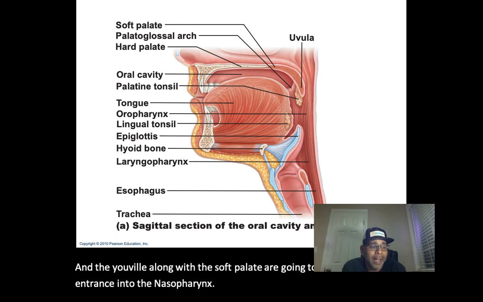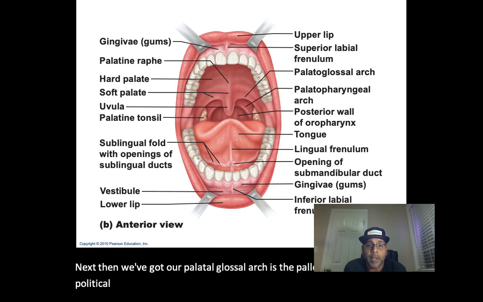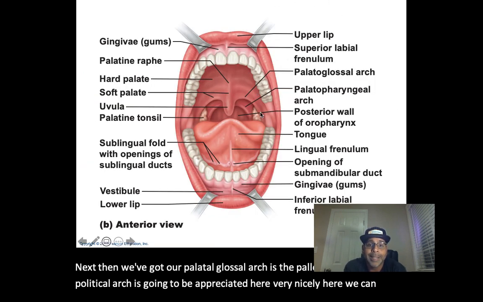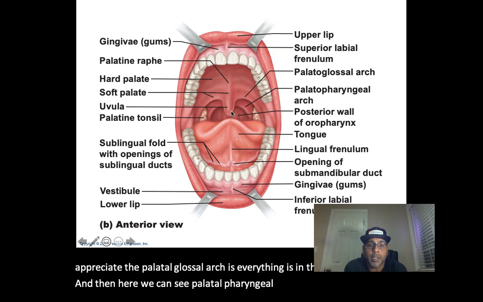Next we've got our palatoglossal arches. The palatoglossal arches can be appreciated here very nicely. Everything is in the name. And then here we can see the palatopharyngeal arches, dorsal to the palatoglossal arches.